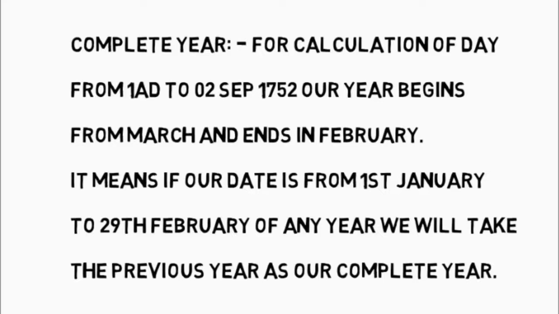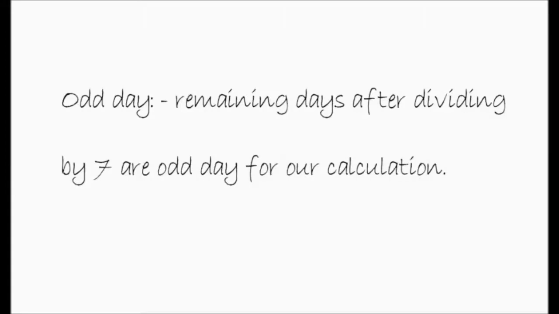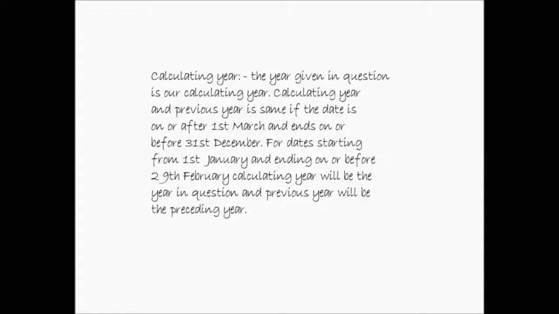Complete year, for calculation of day from 1 AD to the 2nd of September 1752: our year begins from March and ends in February. It means if a date is from the 1st of January to the 29th of February of any year, then we will take the previous year as our completed year. Odd days: remaining days after dividing by 7 are odd days for our calculation. That is the remainder after dividing any days by 7.